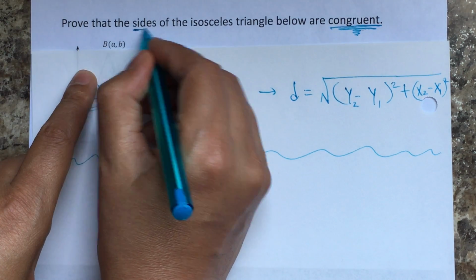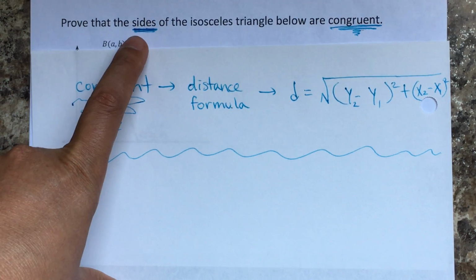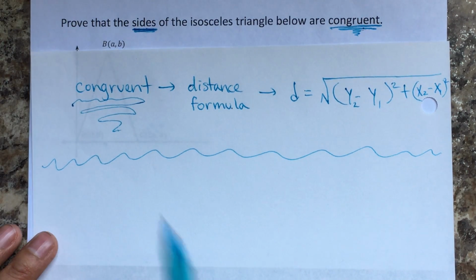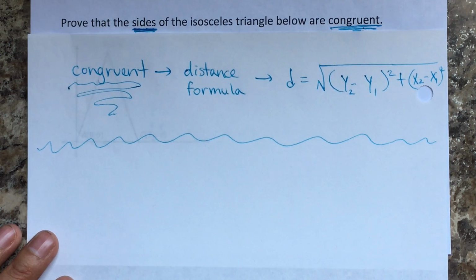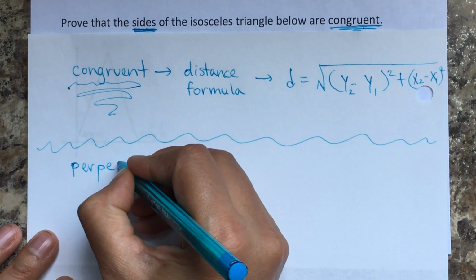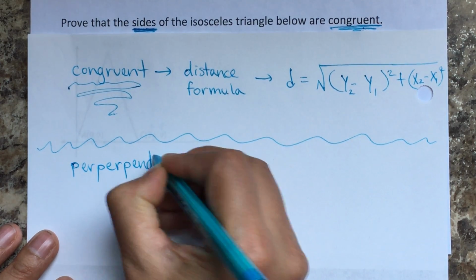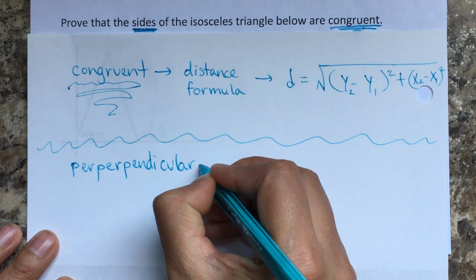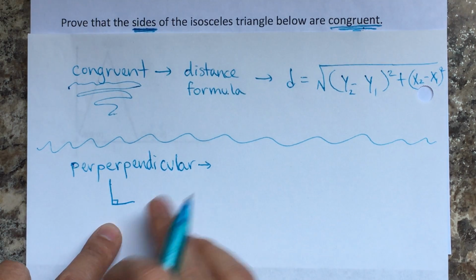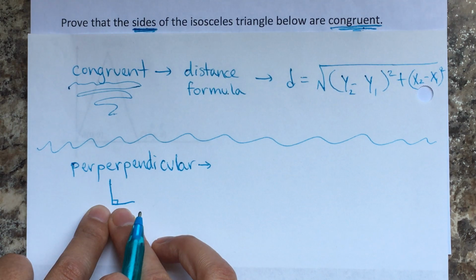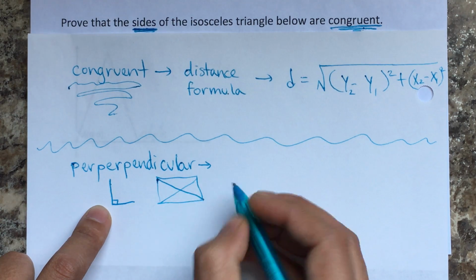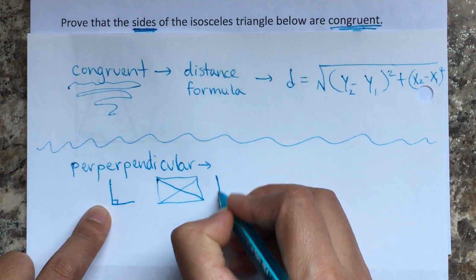And you also have to check what it is that they're asking: if the sides are congruent, or sometimes you have diagonals. So that's another important part of it. Now if they say perpendicular, perpendicular means that they form a right angle. It can be two sides being perpendicular, or if they're talking about the diagonals, whether these are perpendicular or not.